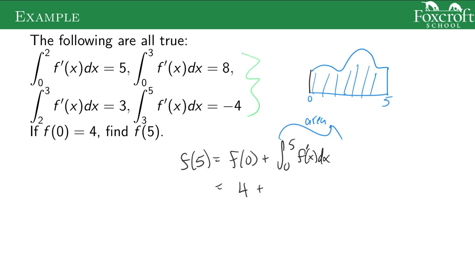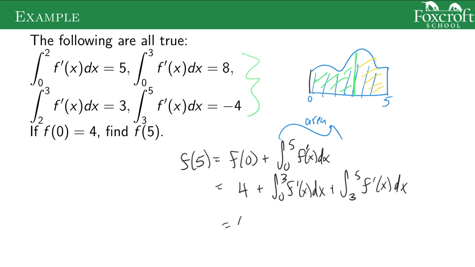What we can do is break this area up into smaller pieces. So I can break up my area kind of in the middle, and I can have the green area and the yellow area. If I add those two things together, of course, I get the full blue area. And what's the green area? The green area is from 0 to 3. And the yellow area is from 3 to 5.